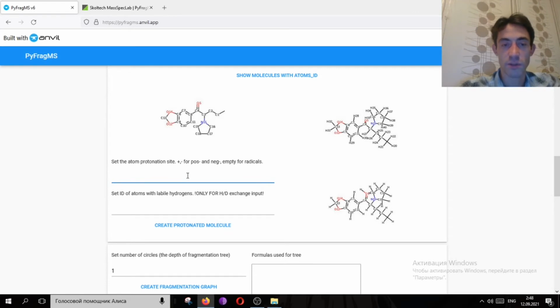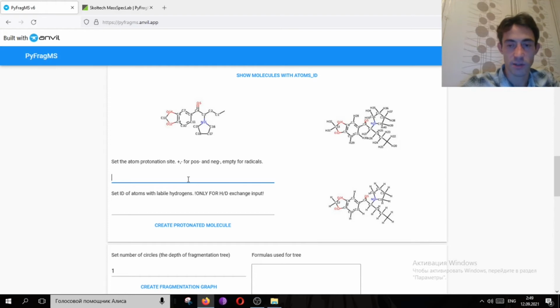It is also possible to deprotonate a molecule. For example, if we would like to remove hydrogen from carbon with ID 13, this is just a demonstration. Of course, it's not physically possible, but to show you how it can be done using PyFragMS, we should put minus here, and you can see that carbon is deprotonated. If we do not specify any number here, the molecule will be just the same. So it's like a radical ion.